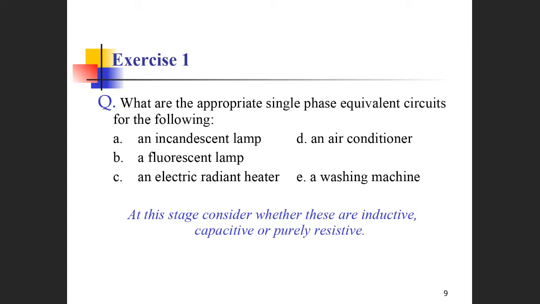So here A is the impedance angle, and the cosine A is called the load power factor.